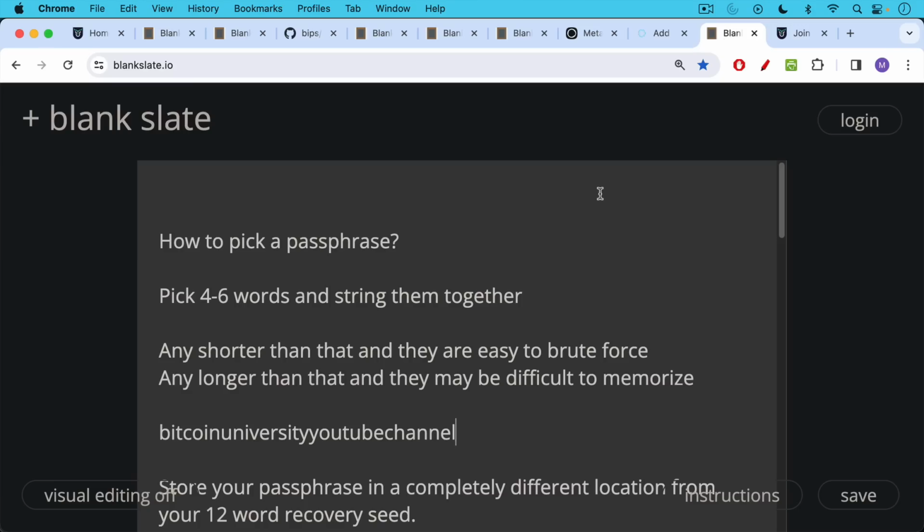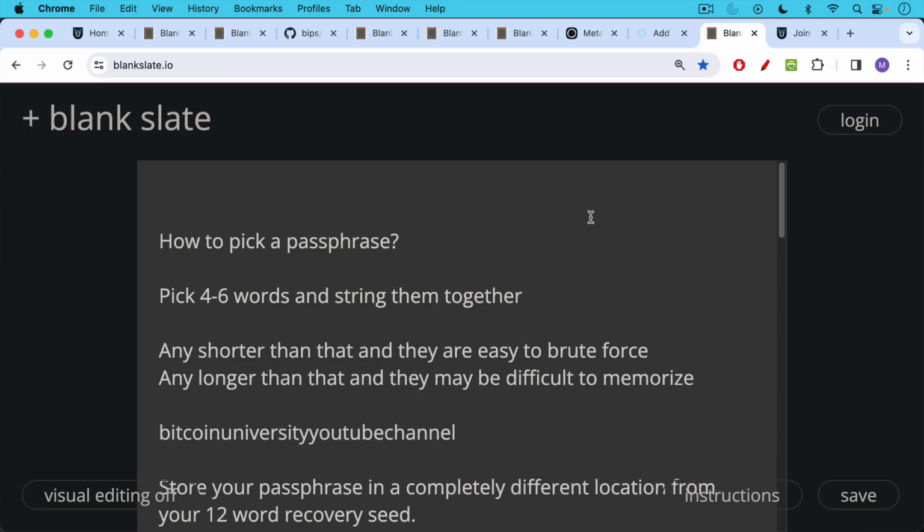How to pick a passphrase for yourself. One way of doing it is to pick 4 to 6 English words, or whatever language you have, and then string them together. You could string them together all uppercase or all lowercase or with spaces between the words. Whatever you do, just make it consistent and easy for you to remember. The reason to pick 4 to 6 words is that any shorter than that, and it would be easier to brute force your passphrase. If someone has your 12 words or has your wallet, they could enter a bunch of different passphrases. Any longer than 4 to 6 words, and it may be difficult to memorize, or you may make other mistakes.